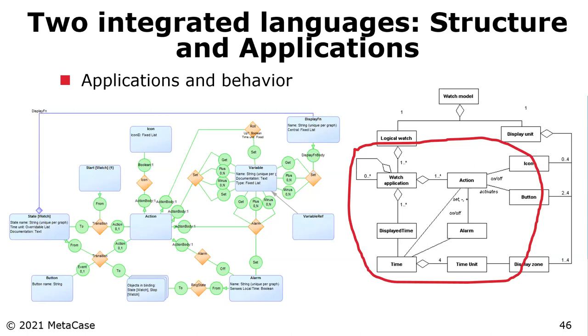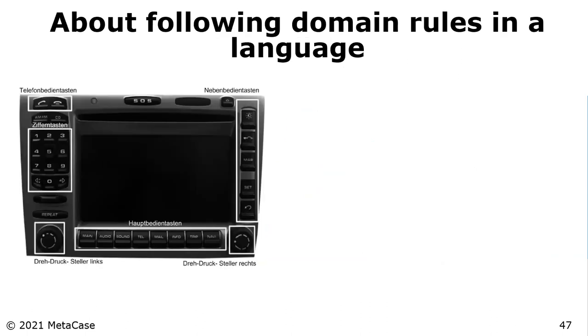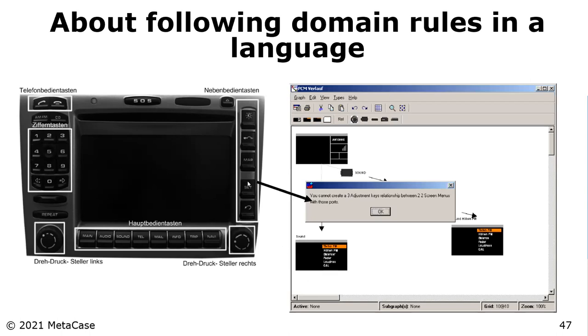at modeling time. So for instance, I'll use here an old example from Porsche cars, where this is the type of display that the cars had 10 years ago, and then they could have a modeling language. But if you are making illegal connections here, connecting these elements, the language can say that, look, you cannot make such a model for some reason. So it checks the rules that we have there.